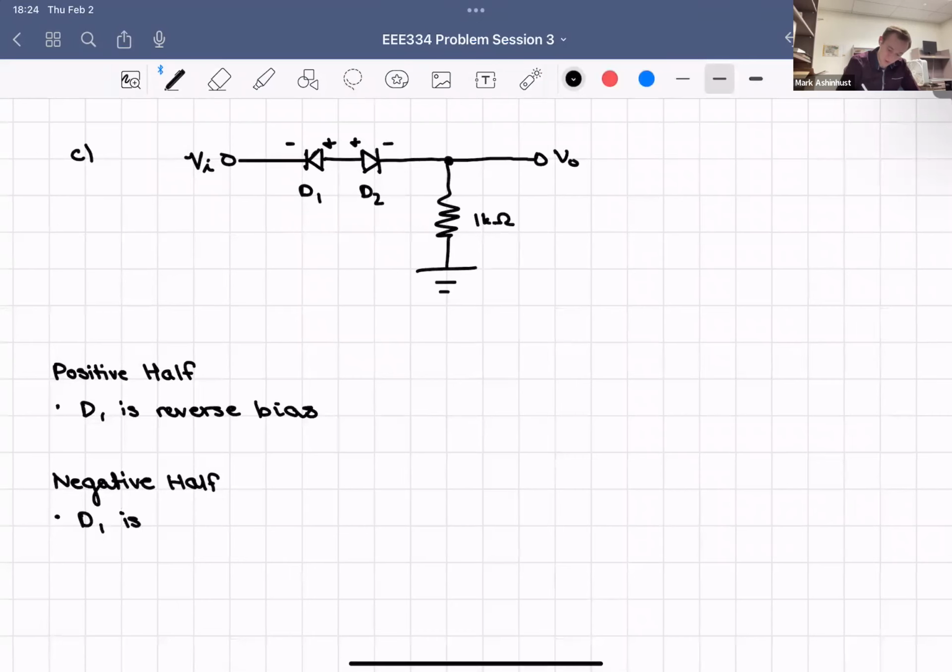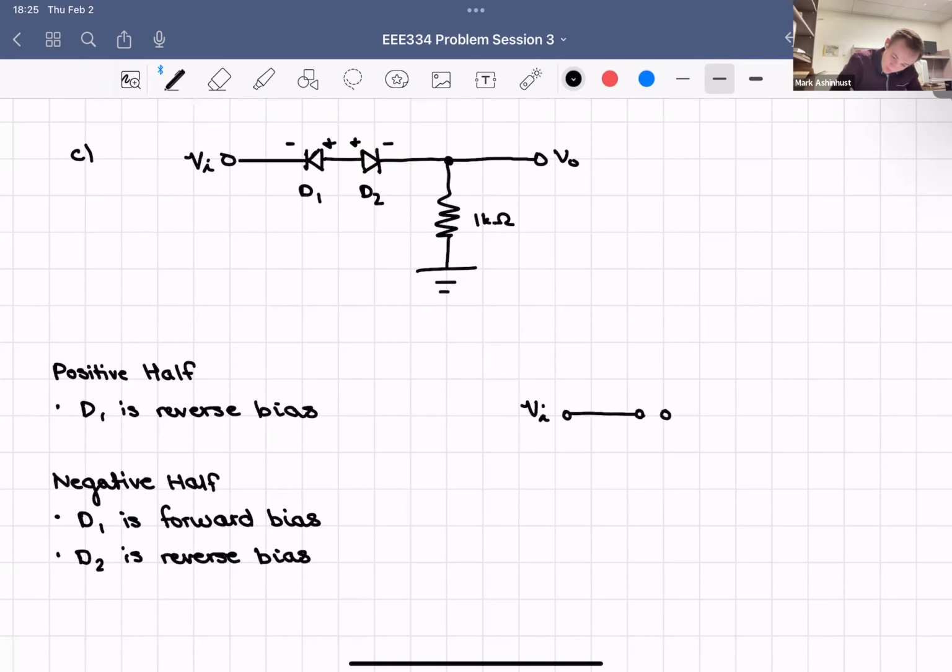So D1 is forward biased, so it'll be a short, and it will conduct. But D2 is reverse biased. So what that means is that D2 here is going to be an open. So the same exact thing is going to happen. We have VI, we go through, let's say D1 is here, and it's a short. And then we hit D2. V out is all the way out here, and we've got our resistor going down. So V out won't experience anything.